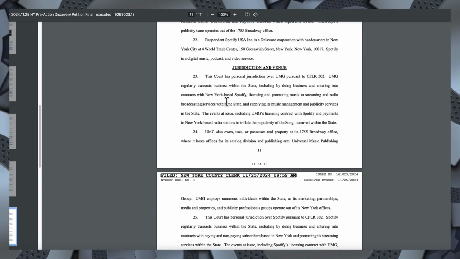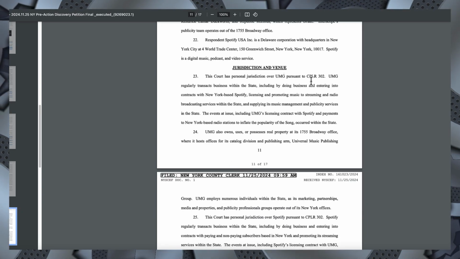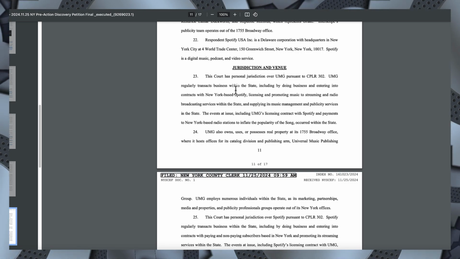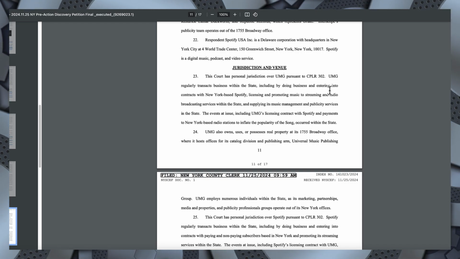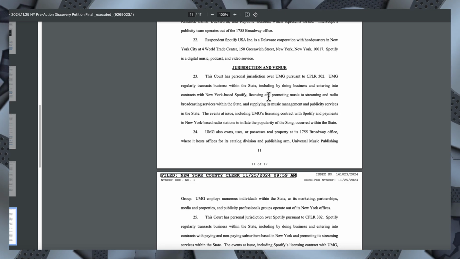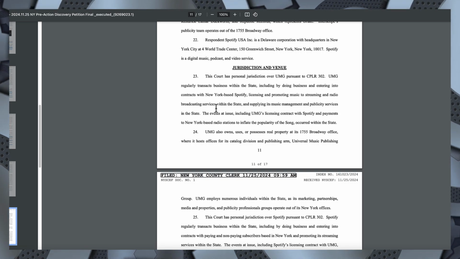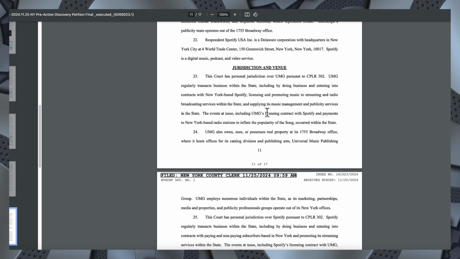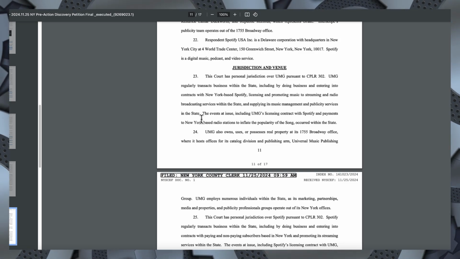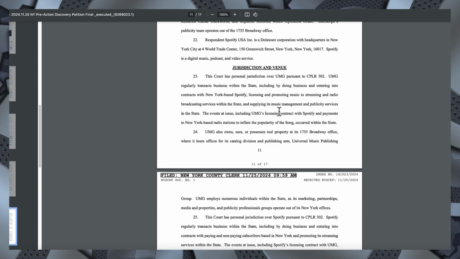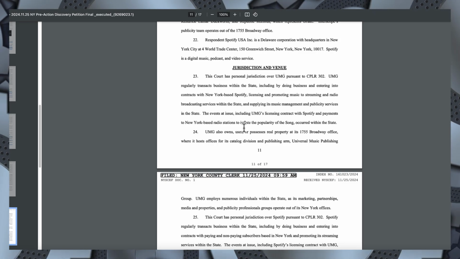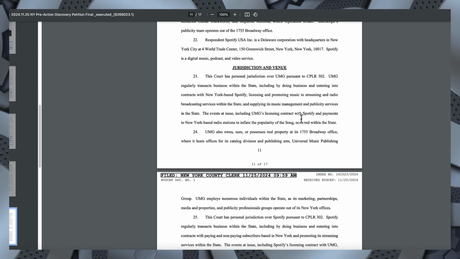Jurisdiction and venue. The court has personal jurisdiction over UMG pursuant to CPLR 302. UMG regularly transacts business within the state, including by doing business and entering into contracts with New York-based Spotify, licensing and promoting music to streaming and radio broadcast services within the state, and supplying its music management and publicity services in the state. The events at issue, including UMG's licensing contract with Spotify and payments to New York-based radio stations to inflate the popularity of the song, occurred within the state.